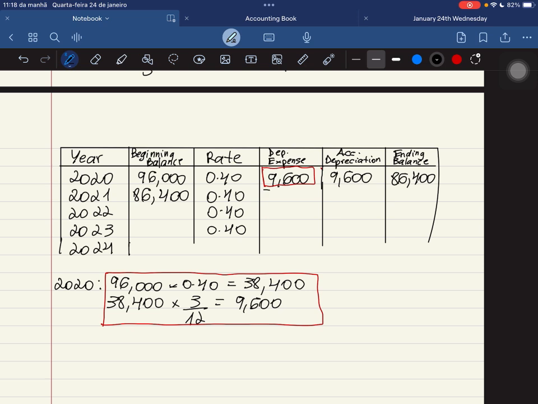That gives us 34,560. Accumulated depreciation, we are going to add this number plus this number to see how much depreciation we have accumulated until this point.